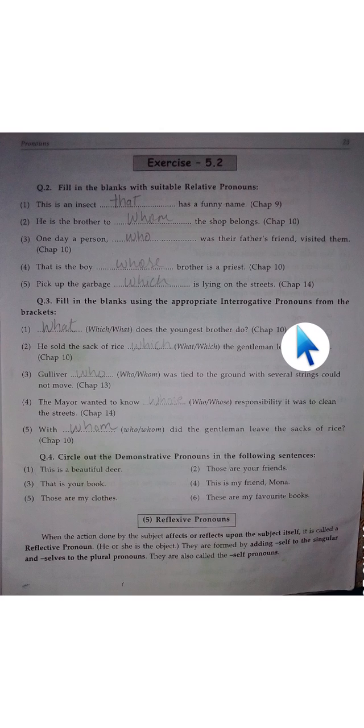Filling the blanks using appropriate interrogative pronouns from the brackets. Two examples are there. What does the youngest brother do? We are using what because it is a general open question. It is an interrogative pronoun, and we have to choose the appropriate one. He sold the sack of rice which the gentleman left behind.